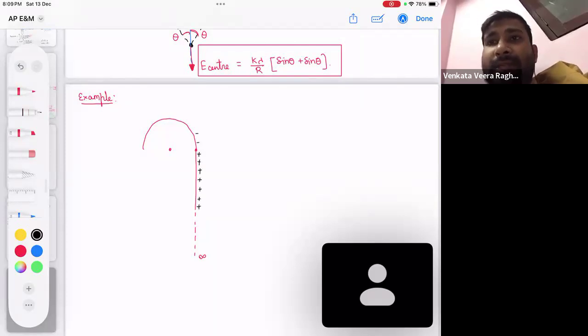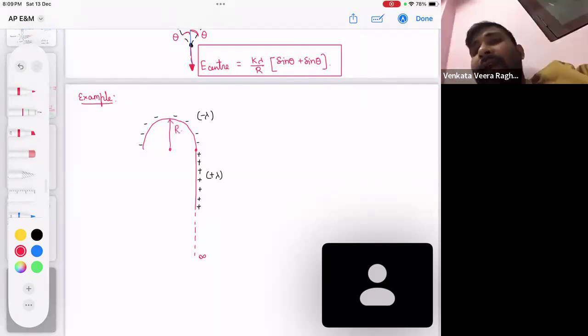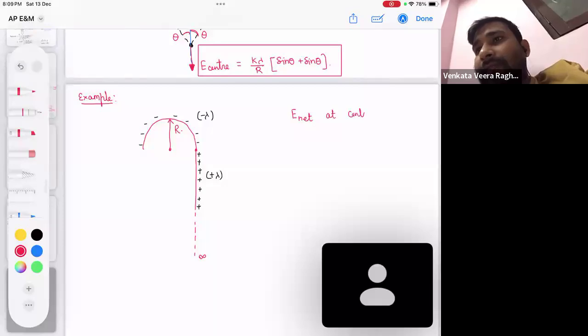And the charge distribution on this one is given as minus lambda. Here the charge distribution is a negative charge, minus lambda. Here it is given plus lambda. And the radius of this semicircular arc is given as r. So what we have to find out? We have to find out E net at the center of the arc.